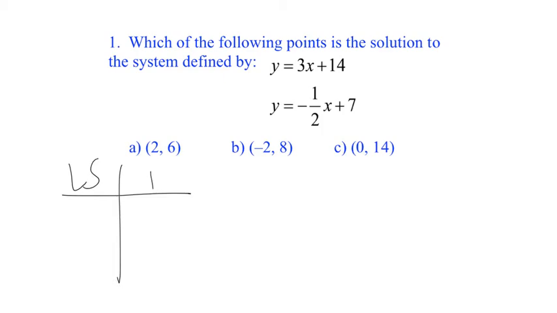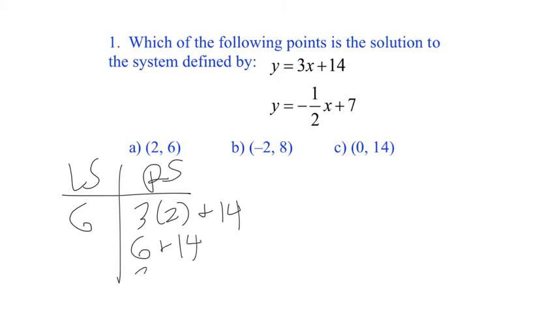So if I look at the first equation, the y is on the left side, so in that case that's just 6. And on the right side, we're going to have 3 times 2 plus 14, and 3 times 2 is 6, plus 14 is 20. Okay, so left side does not equal right side, so immediately I can say that point isn't on the first line, so it can't be a solution.